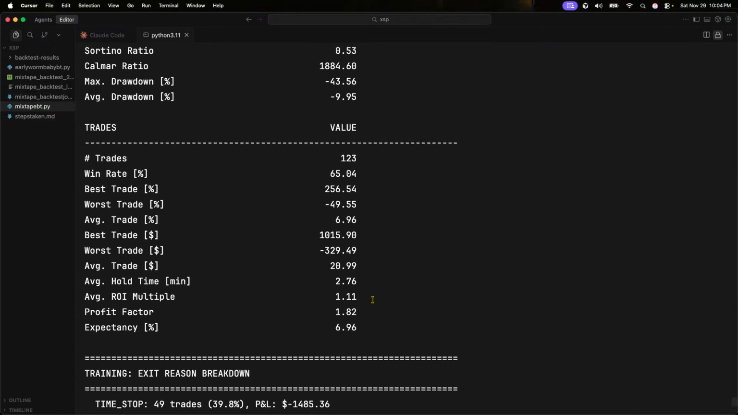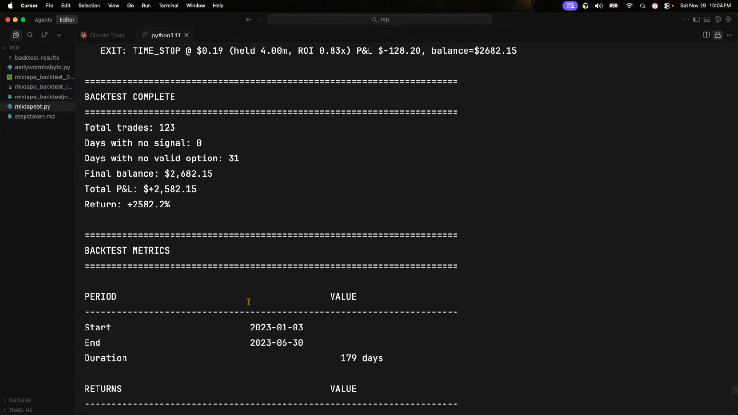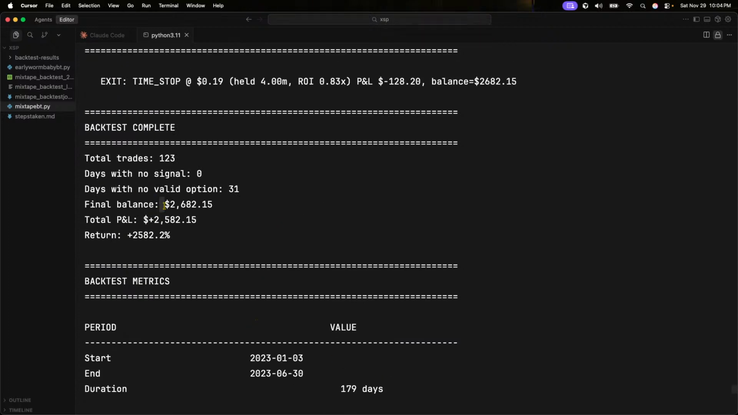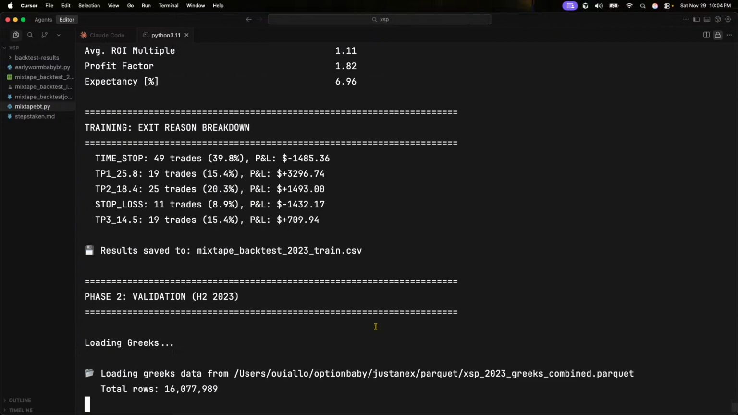Let's go quickly look. 65%. Best trade was 1,000, worst trade 300. We went from $100 to 2,600. We peaked at 33. Still giving back. Now this is really where I want to see if it's going to have an impact here.